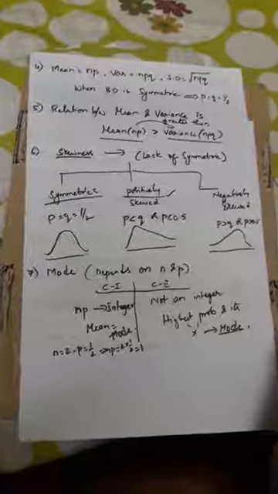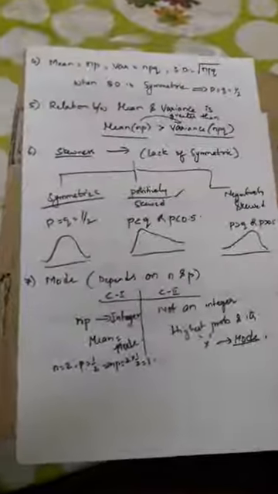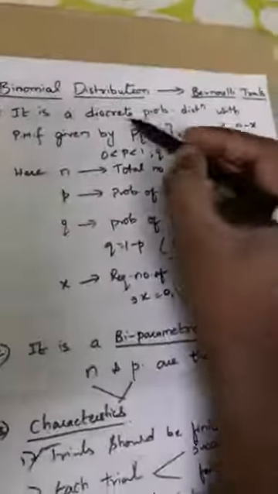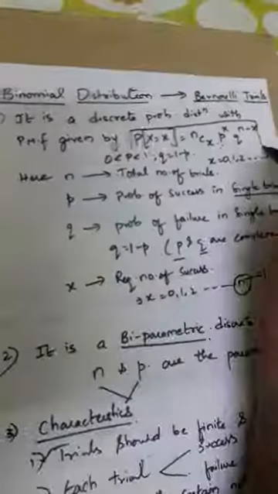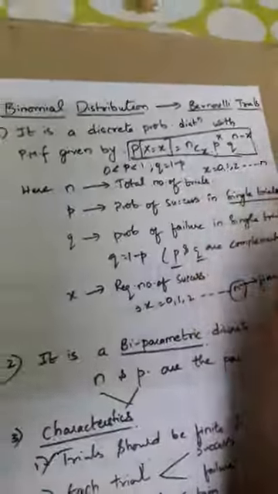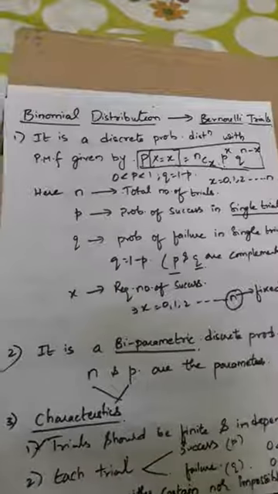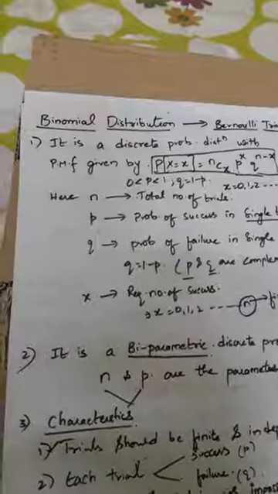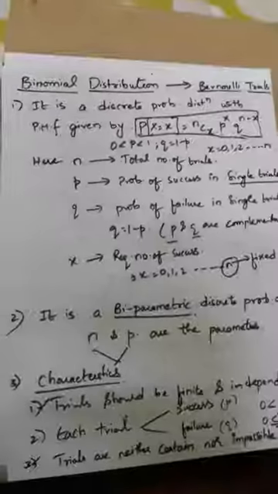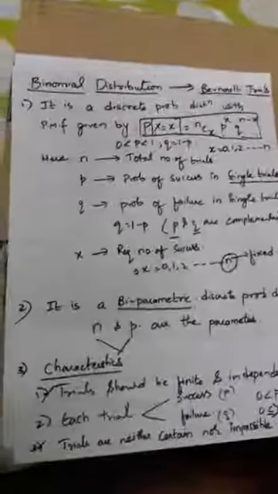So totally I have given 7 features of the binomial distribution. Now the main thing here, we need to learn the PMF form. Here I am just giving nCx. So this is the main PMF of the binomial distribution. Hope you are following this.